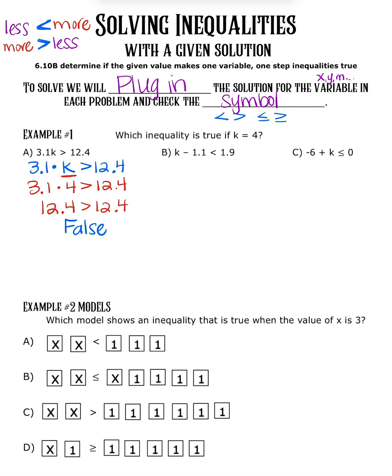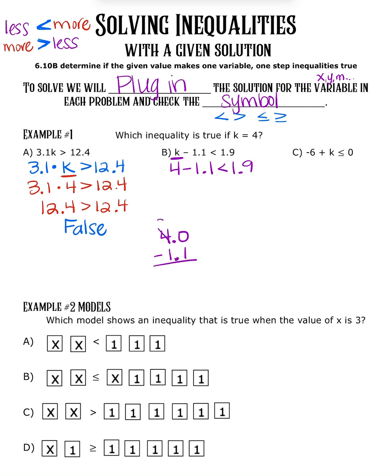All right, so let's try answer choice B. Answer choice B says k minus 1.1 is less than 1.9. So again, all I'm going to do is fill in the k with the number 4. So I don't have to rewrite anything this time. It already shows me it's subtraction. So I have 4 minus 1.1 is less than 1.9. So I need to solve. Remember, when you solve, you need to line your decimals up. So we have 4, and 4 is like a whole $4. And we're taking away 1.1. And again, I lined my decimals up.